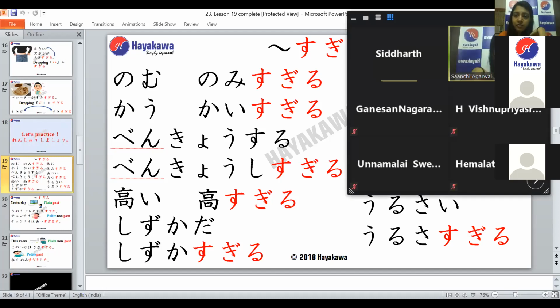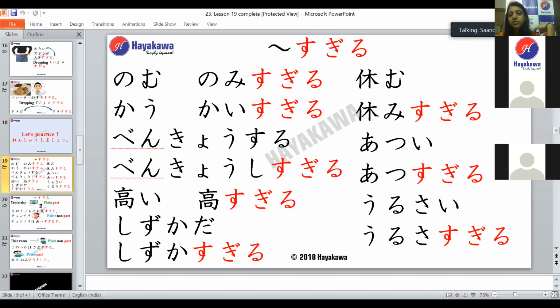Shweta-san, can you try doing this for me? Hi, Sensei. Urusa sugiru. Very good, Shweta-san. So it becomes urusa sugiru, right? So shall we read all the verbs and the kyoshis with sugiru once? How we are changing it?